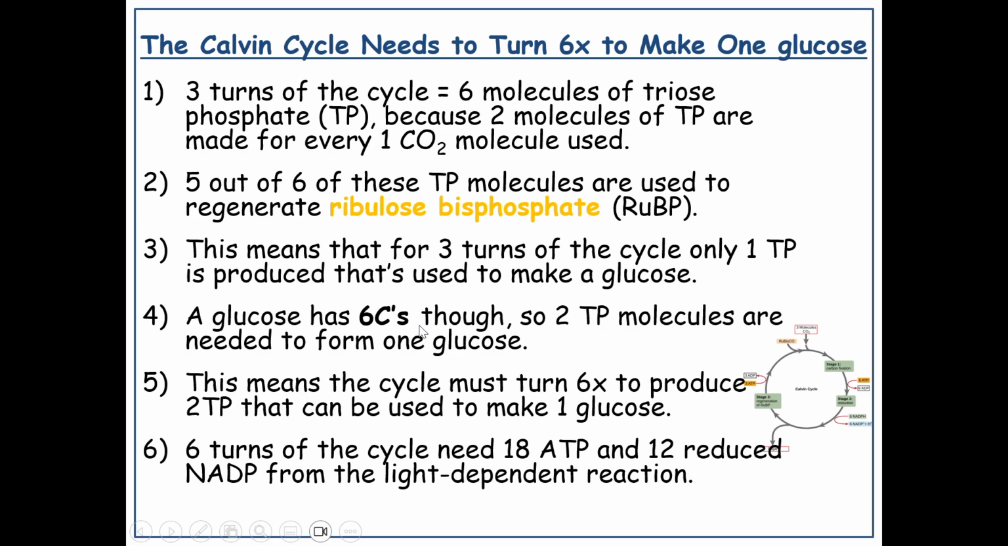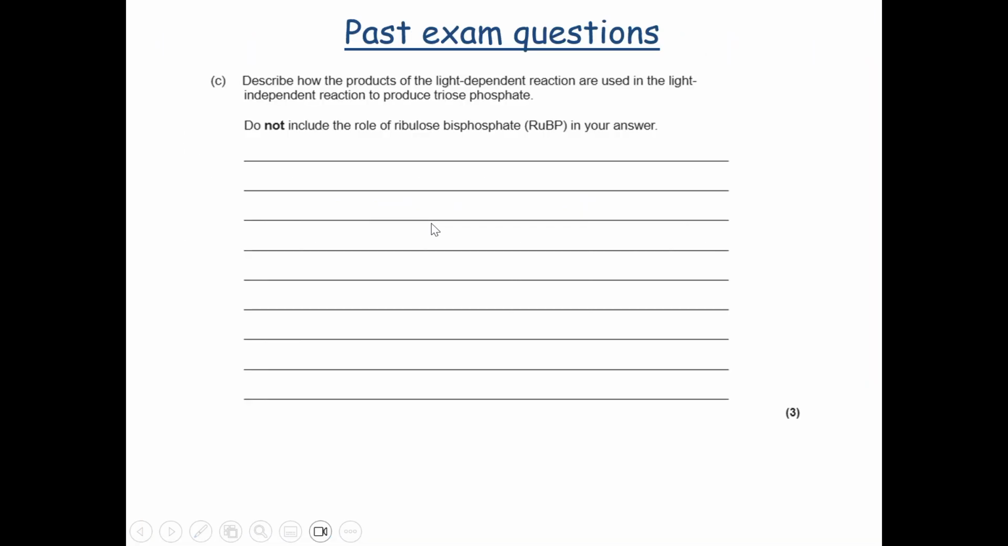A glucose has 6 carbons though, so 2 TP molecules are needed to form 1 glucose. This means the cycle must turn 6 times to produce 2 TP that can be used to make 1 glucose. 6 turns of the cycle need 18 ATP and 12 reduced NADP from the light-dependent reaction.